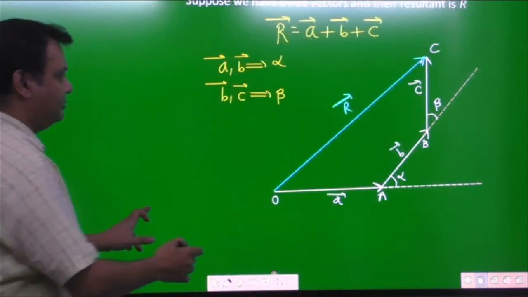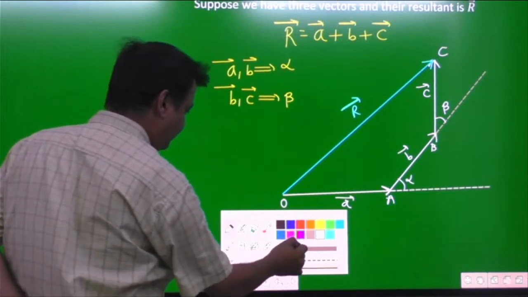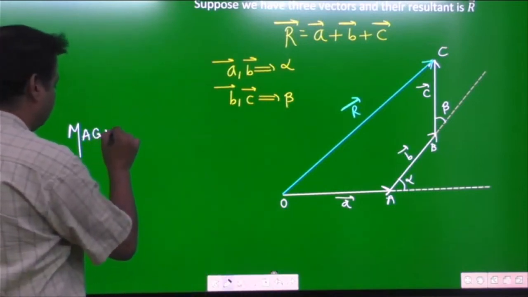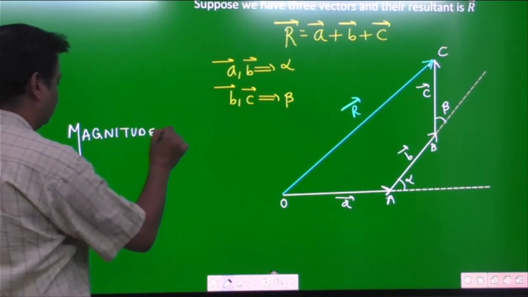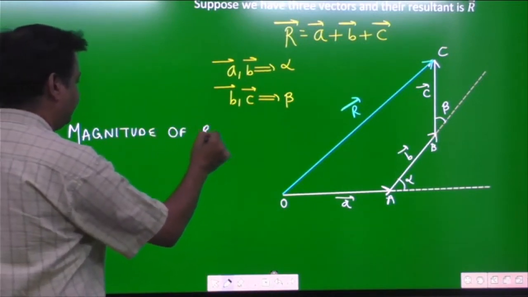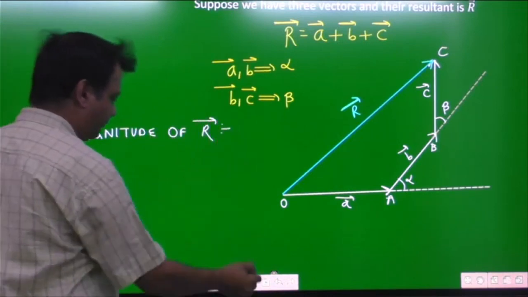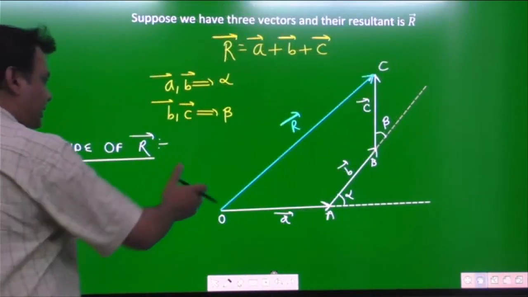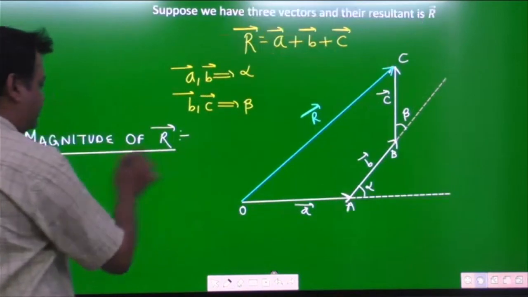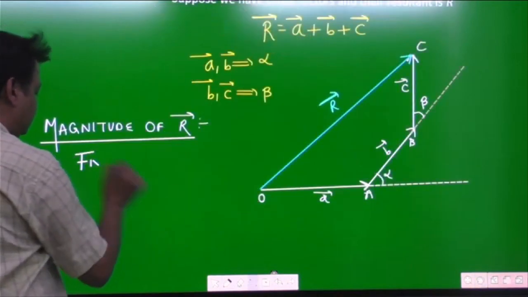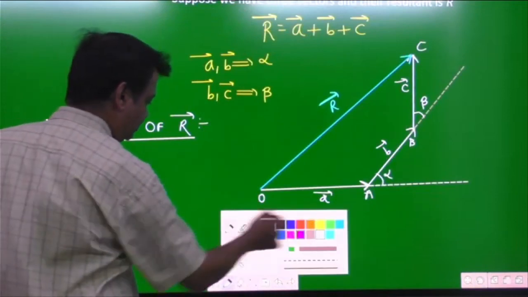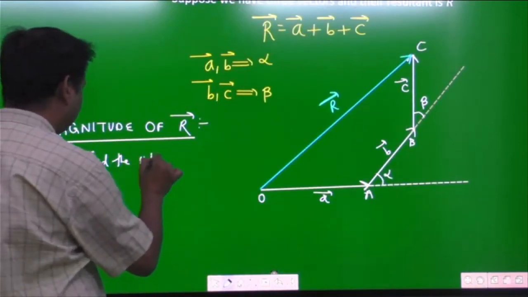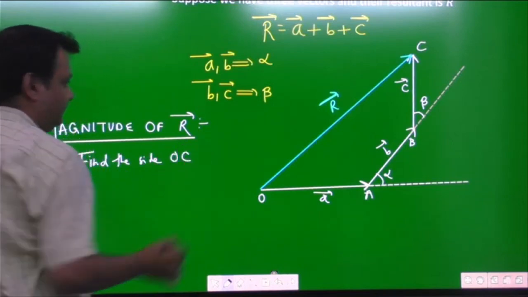So see, when you are finding the magnitude of R, geometrically we have seen, whenever you are finding the magnitude of some vector, geometrically we have to find the length of the side representing that vector. That is, we have to find the side OC, correct? Find the length of the side OC.